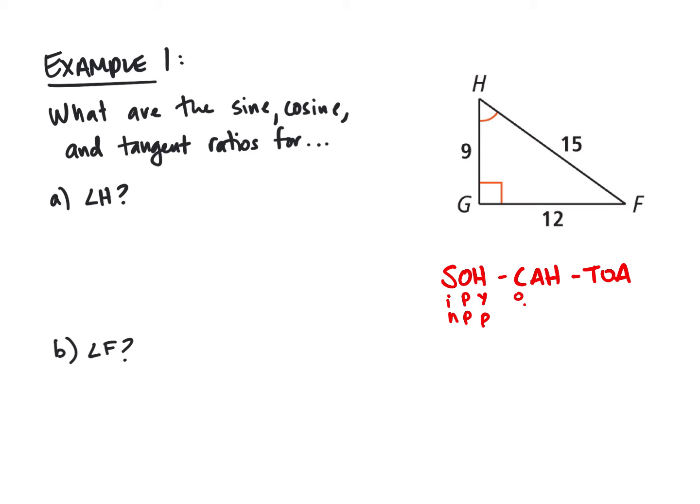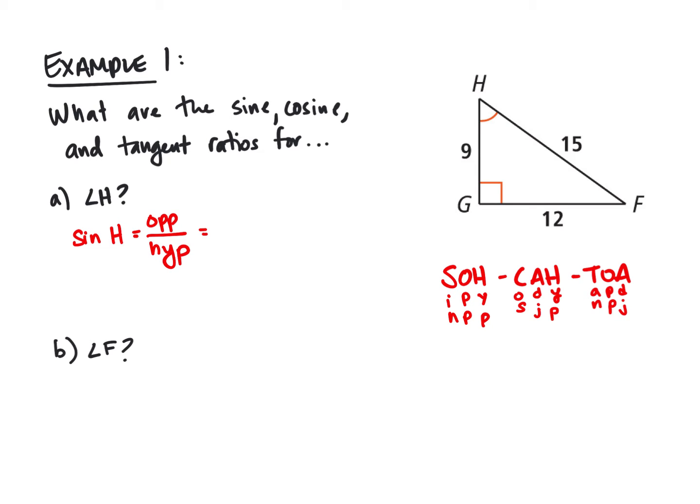For the cosine ratio, we take the leg that's adjacent to the angle and put it over the hypotenuse. And for the tangent ratio, we take the opposite leg and put it over the adjacent leg. So let's start with angle H, and let's start by doing the sine ratio for angle H. So we're going to do sine of H, which means that we're going to take the opposite leg length and divide it by the hypotenuse length for H.